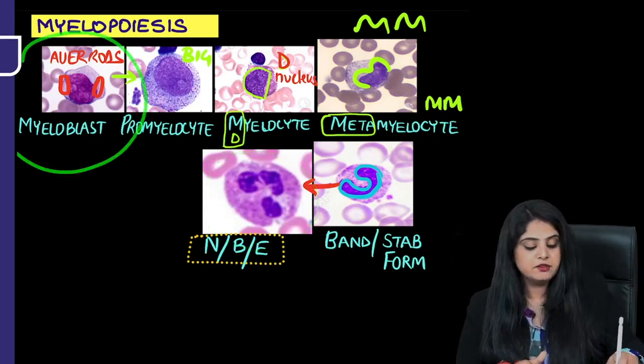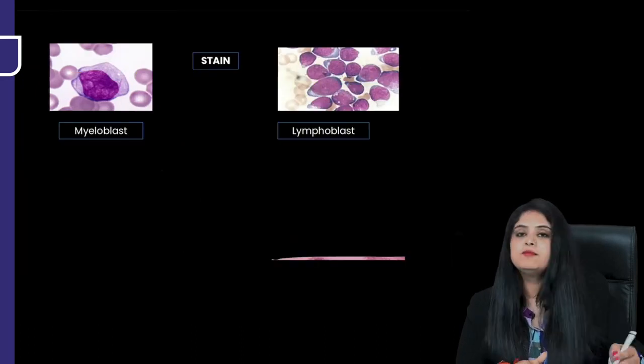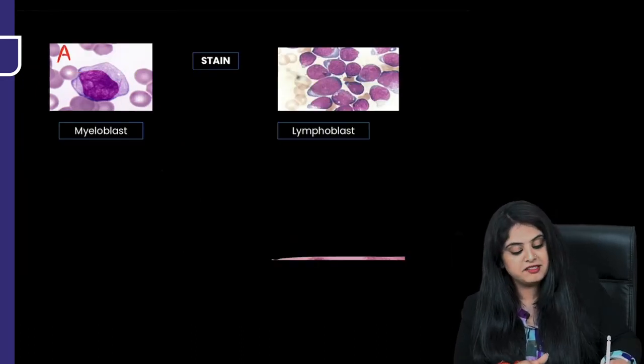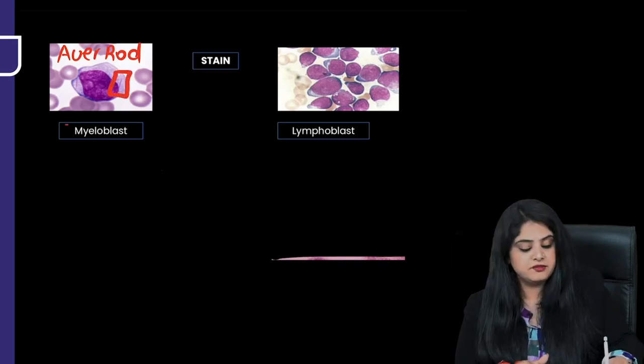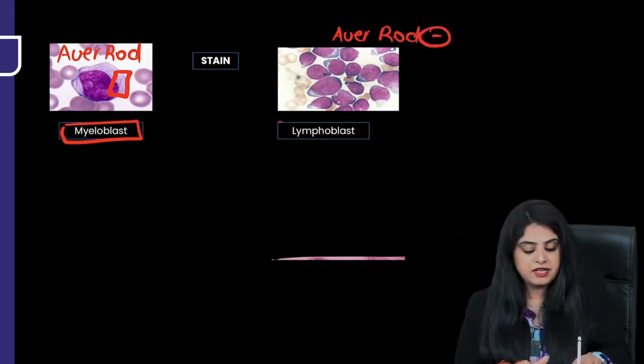Before I move forward and show you all these cells, I want to tell you the difference between a myeloblast and a lymphoblast. Are you ready for that? The difference between myeloblast and lymphoblast is the easiest. If I see the presence of an Auer rod, I know I'm dealing with a myeloblast. It's very, very obvious. And when I don't see the presence of Auer rods, I know I'm dealing with a lymphoblast. But they will ask you the stains.